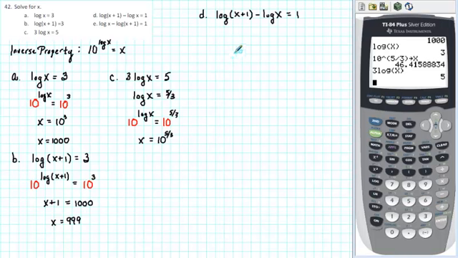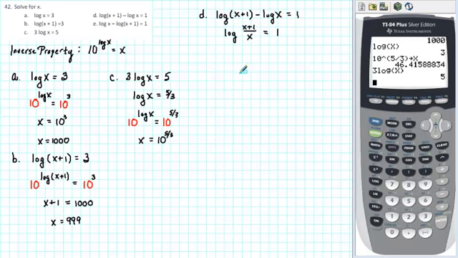For D, we're asked to solve the equation the logarithm of x plus 1 minus the logarithm of x is equal to 1. This equation is a little bit different in that it has 2 logarithms rather than just 1. So our strategy will be to use the properties of logarithms to create a single logarithm, and then we'll proceed like we did in parts A through C. So in part D, we've got a difference of 2 logarithms, so we can write that as the single logarithm of a quotient, the logarithm of x plus 1 divided by x.